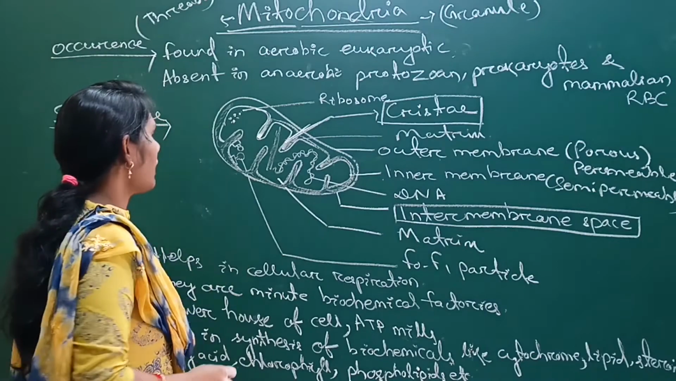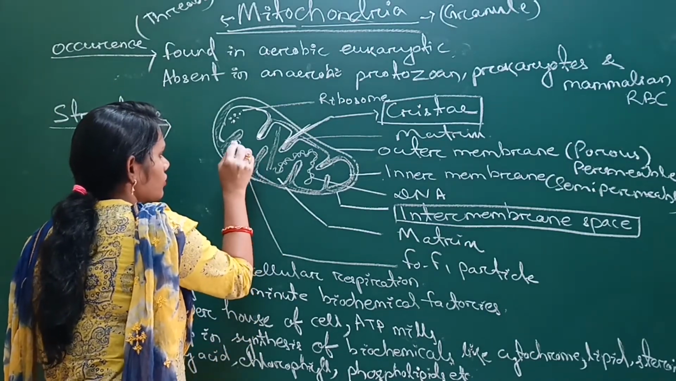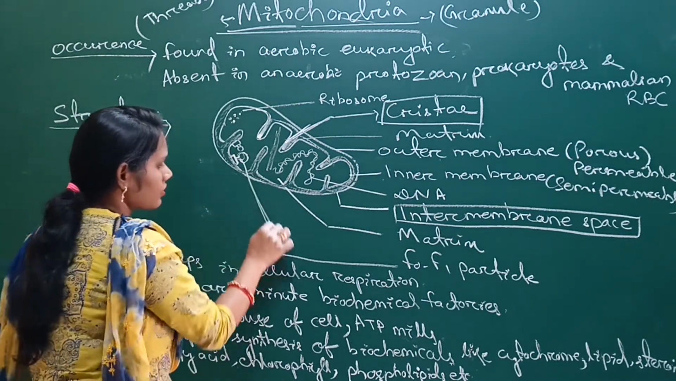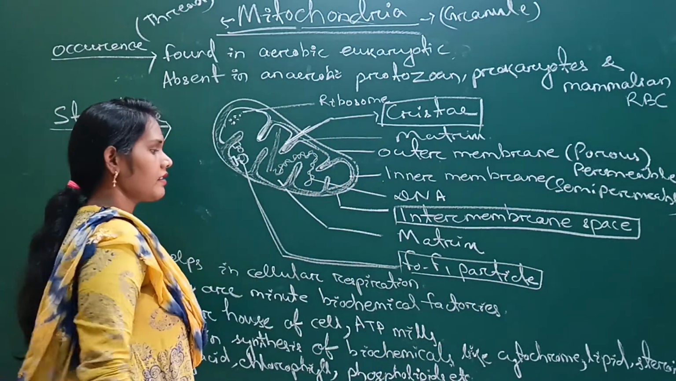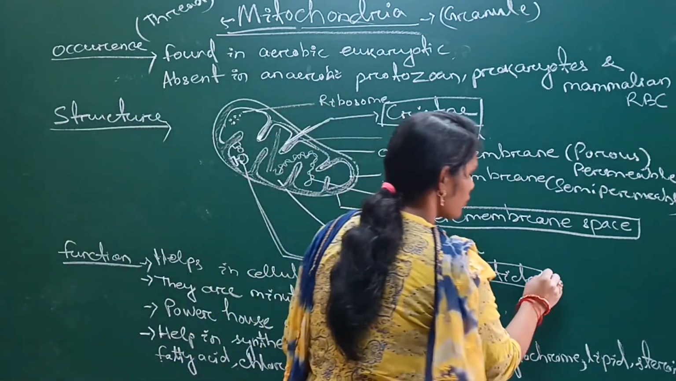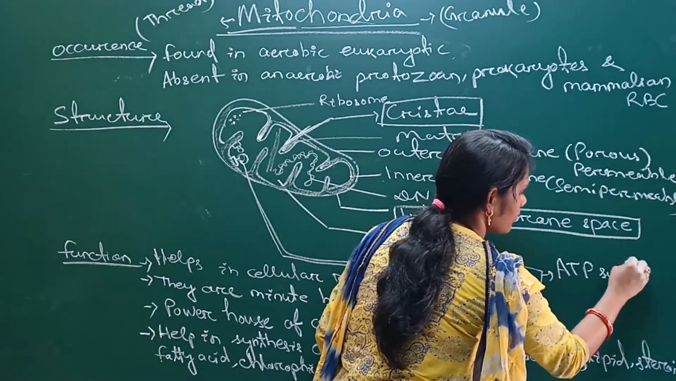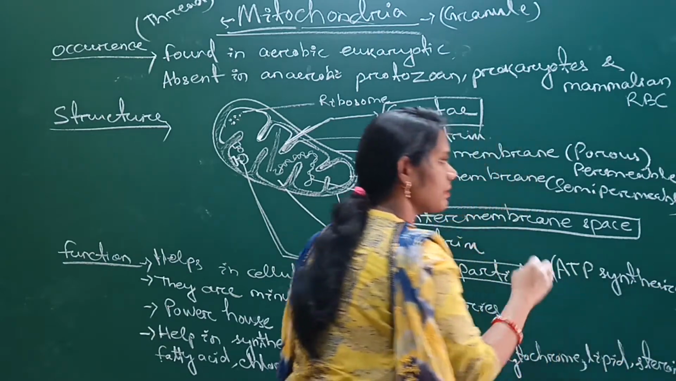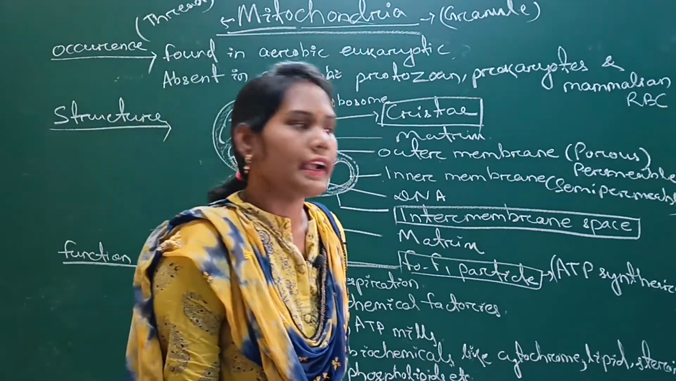Okay, in this matrix, you can see there is a tennis racket-like structure, and this structure is called the F0 F1 particle. This particle is also called the ATP synthesizer, in which it synthesizes the ATP. This particle is mainly present here to synthesize the ATP.